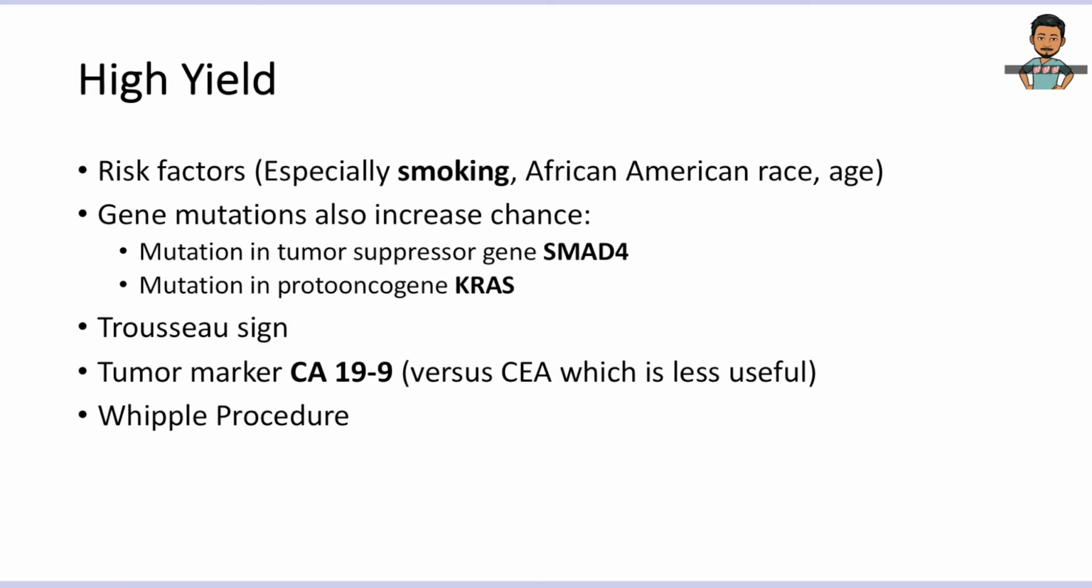And finally, high-yield risk factors: remember that, smoking and African American race. There are also gene mutations that can be tested. Mutations in the tumor suppressor gene SMAD4 can also increase the chance. Mutation in the proto-oncogene KRAS, so remember that. Remember Trousseau's, because oftentimes they can just give you a picture of the migratory thrombophlebitis, and you have to think what's going on and make a connection with pancreatic cancer. Tumor marker CA19-9, it's more useful versus CEA, and of course the Whipple procedure.